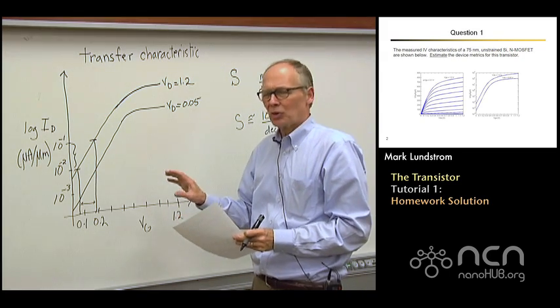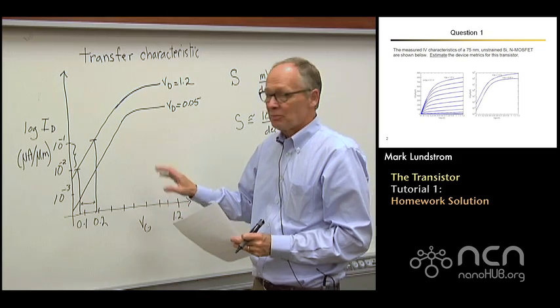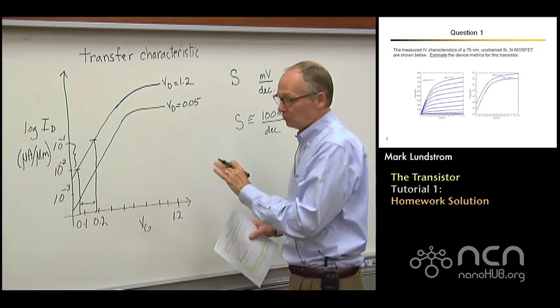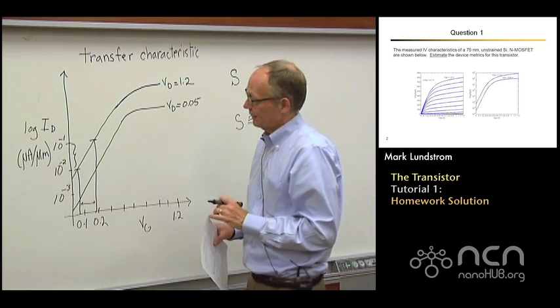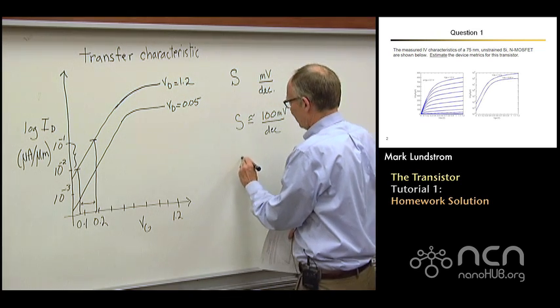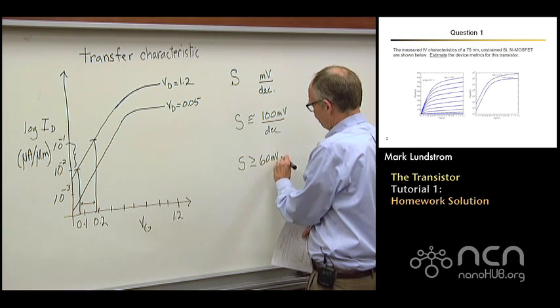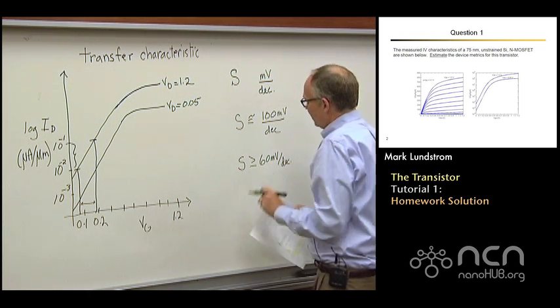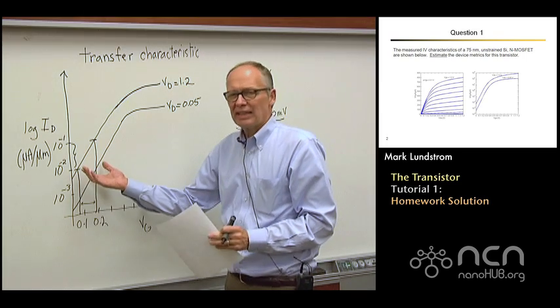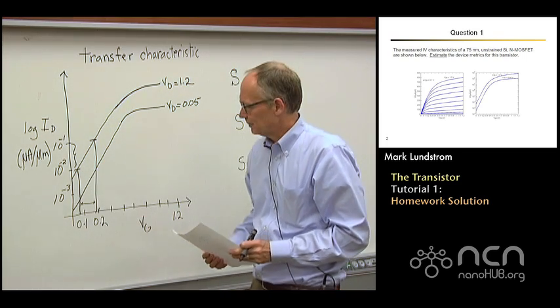If you do it a little more carefully, you find it's 85 millivolts per decade. Remember, the fundamental limit, the best a MOSFET can ever be, based on the physics of how the current flows, is 60 millivolts per decade at room temperature. So the value that we read off carefully, 85, is not too bad. It's relatively close to the fundamental limit.